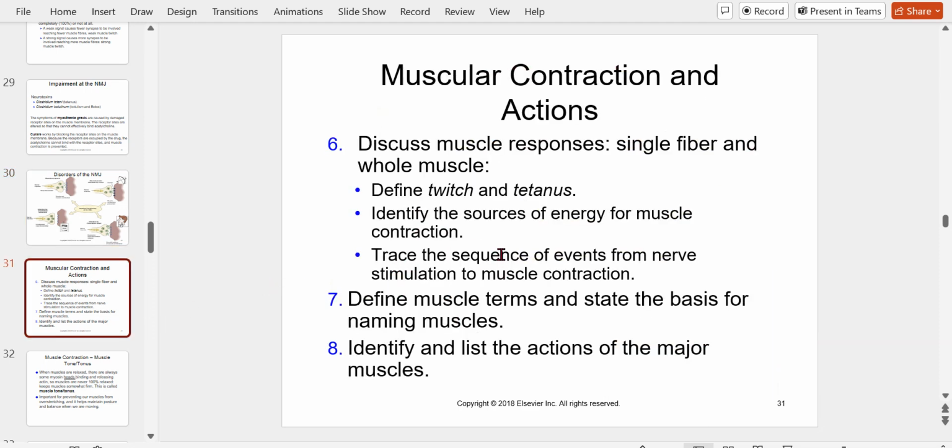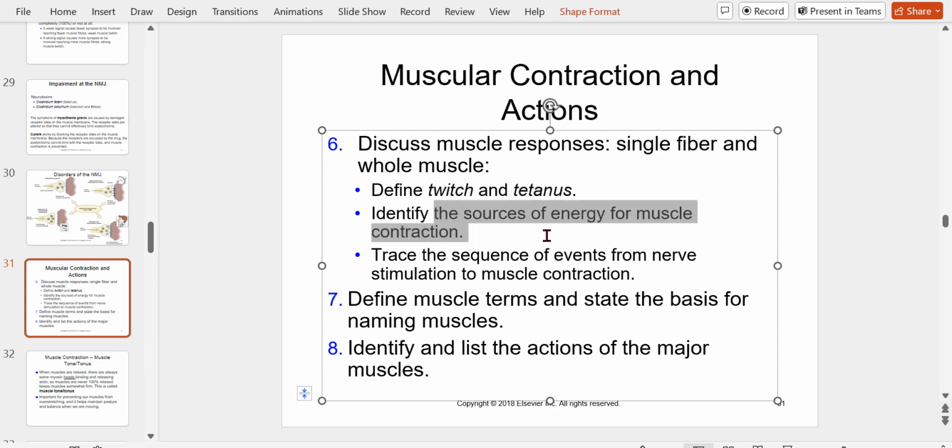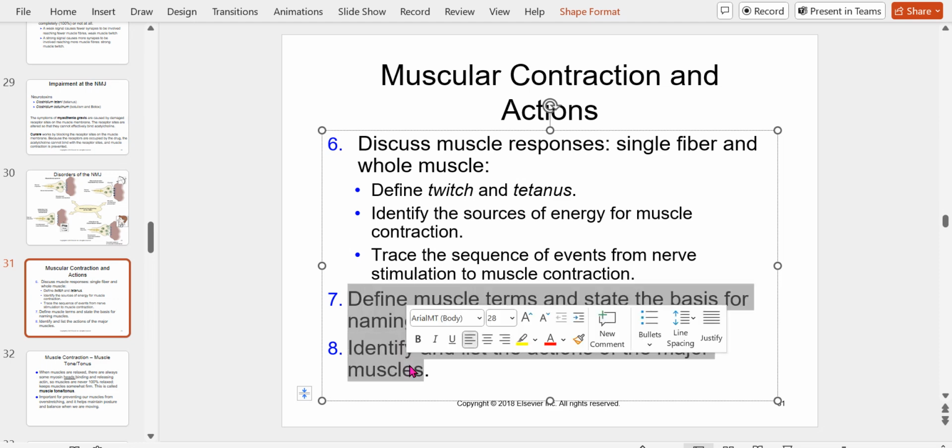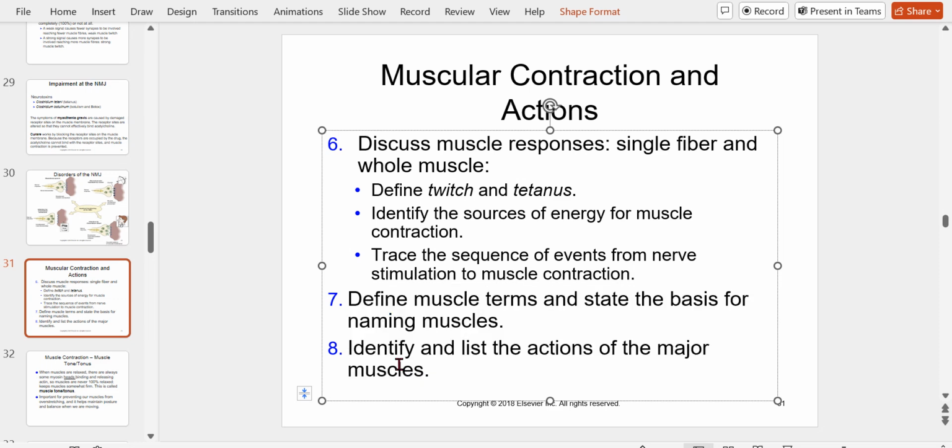Moving on here, we're on the tail end. We'll get into twitch and tetanus. We're going to identify sources of energy. This is where we're going to get into the whole idea of white meat and dark meat. And then we're going to look at the macro. We're going to look at muscles and the major muscle groups, quadriceps, latissimus dorsi, these kinds of things here.